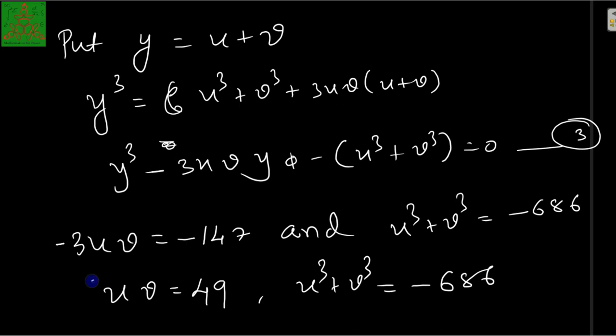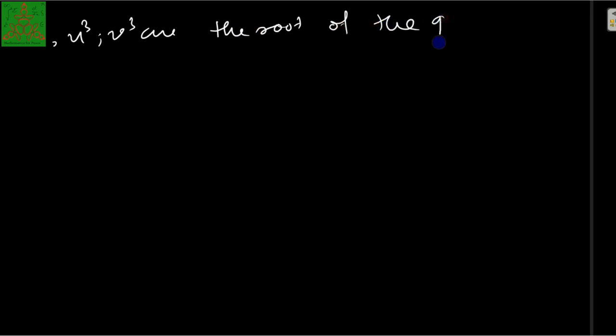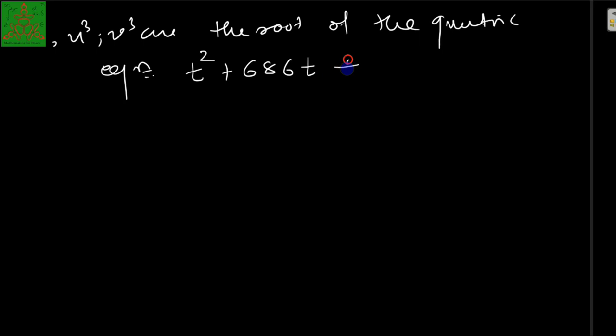So if I do the cube of this, then u cube into v cube will be 149 cube. I can say 7 square power 3, which is 7 raised to 6. We'll deal with the 7 raised to 6 later on. Now, therefore u cube and v cube are the roots of the quadratic equation t square plus 686t plus 343, 7 raised to 6 is equal to 0.